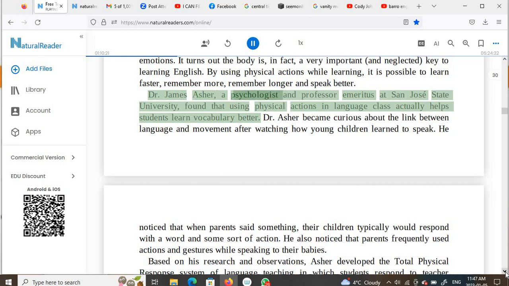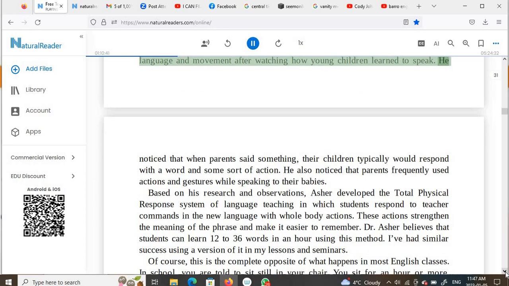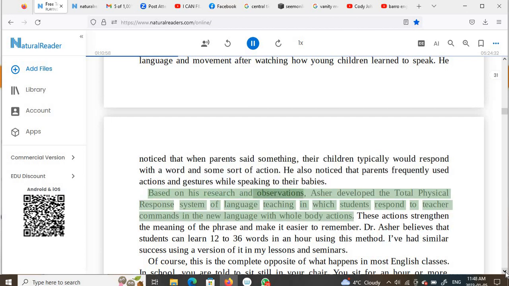Dr. James Asher, a psychologist and professor emeritus at San Jose State University, found that using physical actions in language class actually helps students learn vocabulary better. Dr. Asher became curious about the link between language and movement after watching how young children learn to speak. He noticed that when parents said something, their children typically would respond with a word and some sort of action. He also noticed that parents frequently used actions and gestures while speaking to their babies. Based on his research and observations, Asher developed the Total Physical Response system of language teaching, in which students respond to teacher commands in the new language with whole body actions.